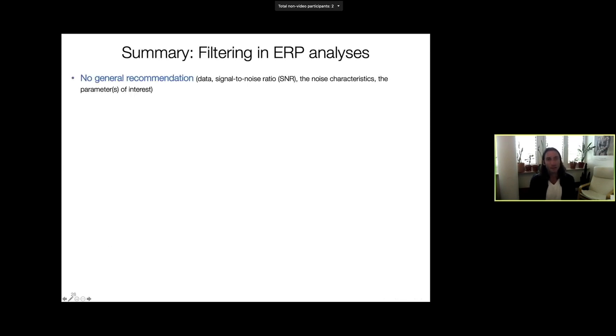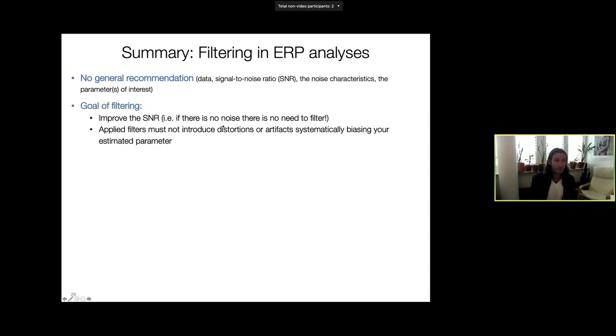So now let's come to the summary of the filtering in ERP analysis. It's really difficult to give any general recommendation, as the filtering effects depend on the data, the signal-to-noise ratio, the noise characteristics, and the parameters of interest, whether you're interested in the amplitude, the onset, or the latency. However, the goal of filtering is always to improve the signal-to-noise ratio. So if there is no noise, there is no need for filtering. Check out your raw data appropriately. And applied filters must not introduce distortion or artifacts systematically biasing your estimates.